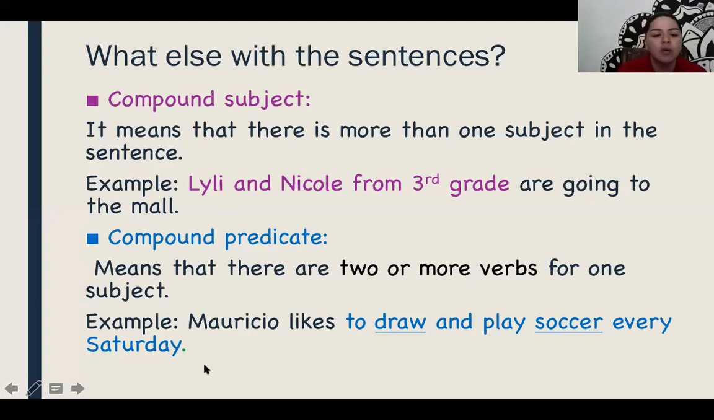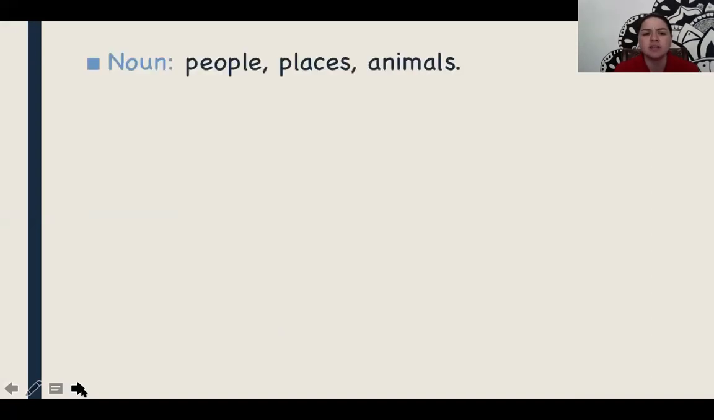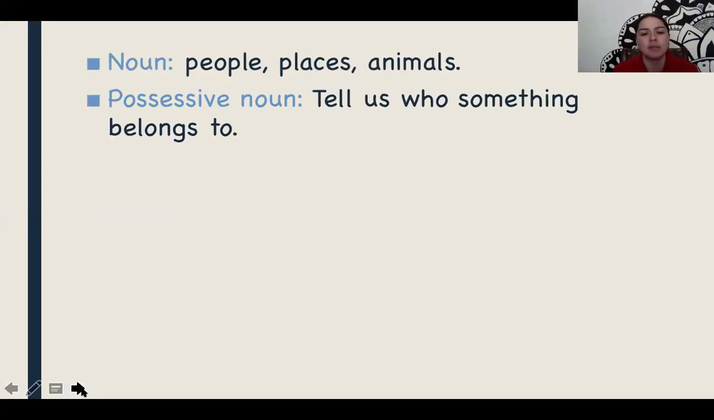Now that we already know what a sentence is and how we can write it, let's go and see possessive nouns. Possessive nouns are on page 98 of your book. And what is a possessive noun? To know that, we need to remember what a noun is. We use a noun to name people, places, and animals. So a possessive noun tells us who something belongs to. We have 2 rules for possessive nouns. Let's see what those rules are.